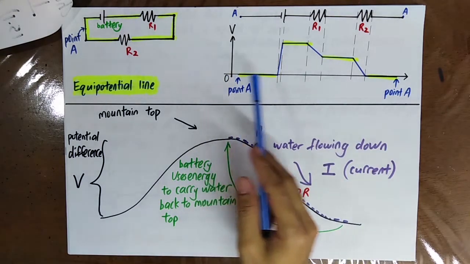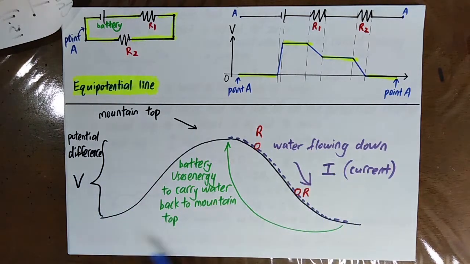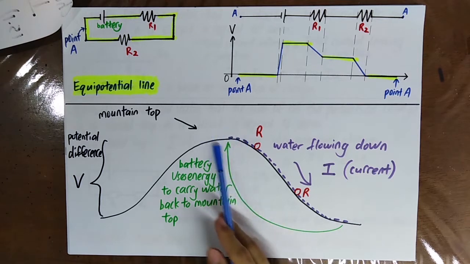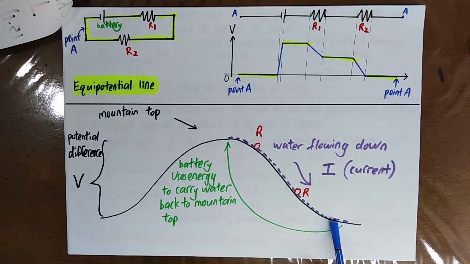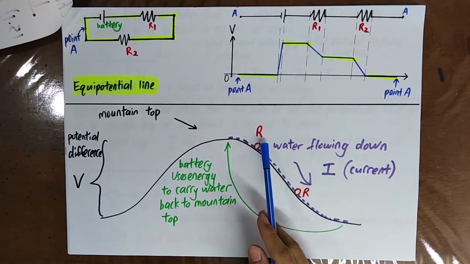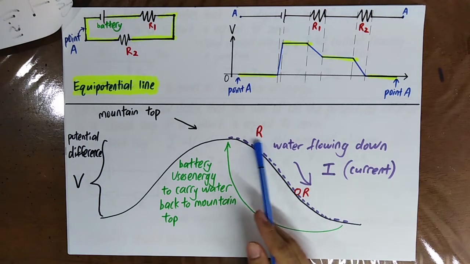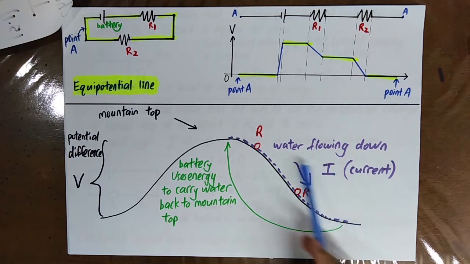Okay? And then I want you to imagine this whole circuit is like a mountain. Now let's say that there is some water on the mountain top. The water will flow down automatically due to gravity. So the water current is like the electric current. When you want to increase the resistance, that means that you put some rocks or stones or whatever in the river so that the current can be reduced.